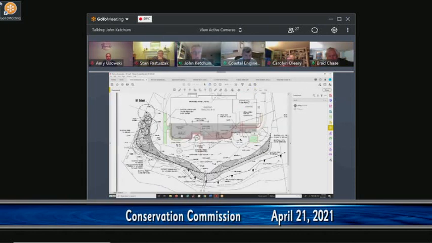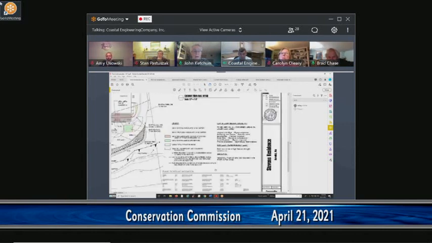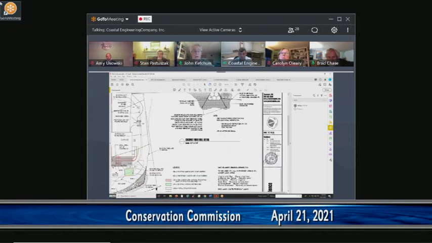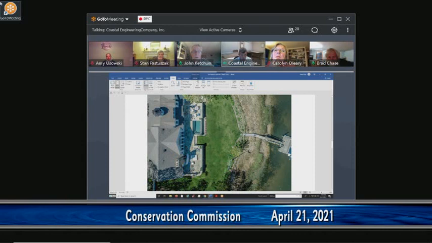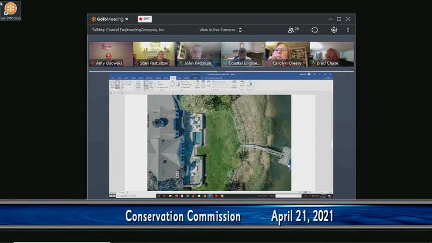So one of the curious things about this plan, and somebody needs to mute, thank you. One of the curious things about this plan and the aerial photograph: what's the vintage of this plan and the aerial photograph? Where is this plan from? So this plan is from 2015. This landscape plan is the plan that was approved under the 2015 NOI and order of conditions that was issued. And the aerial photograph was taken more recently, after the activity was completed. I can get the date.